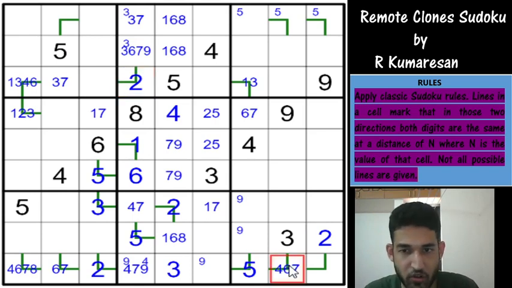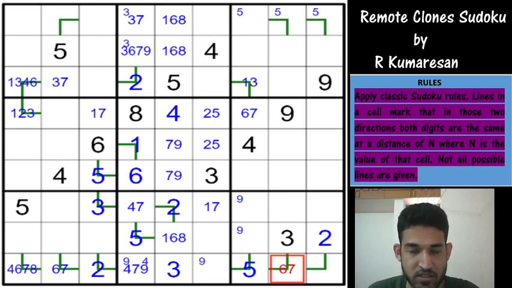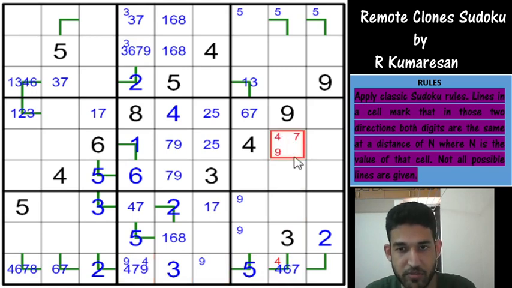Okay, I can rule out the 4 from here, guys. So what happens if you have a 4 here, right? If you have a 4 here, then 1, 2, 3, 4, 1, 2, 3, 4. Both of these cells must be equal. That is row 5 column 8 and row 9 column 4. So which means this would be 4, 7, 9.